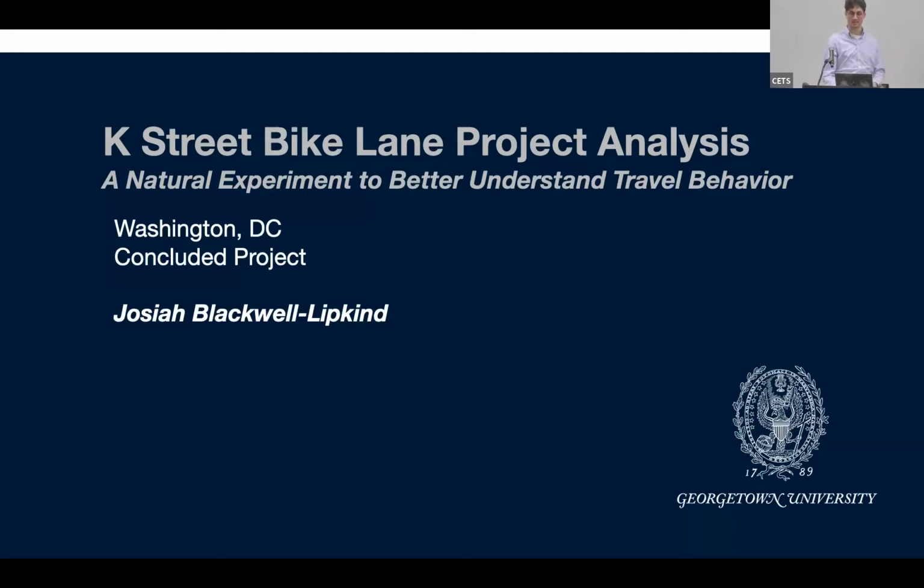But today I'm not talking about the federal level, I'm talking about something very local, which I'm calling the K Street Bike Lane Project Analysis. Essentially, I'm presenting an analysis of a bike lane project that serves.